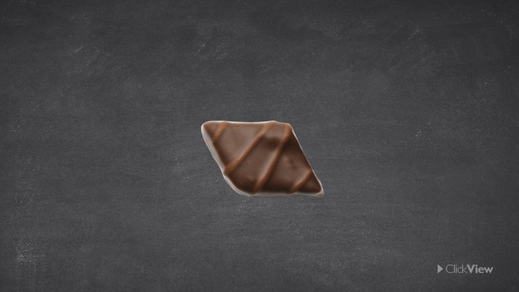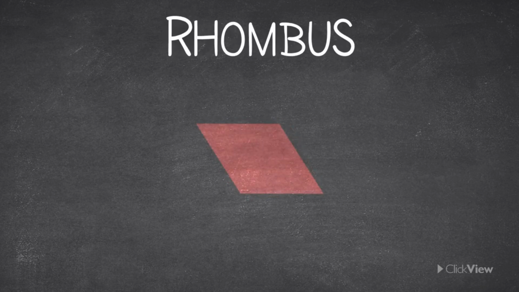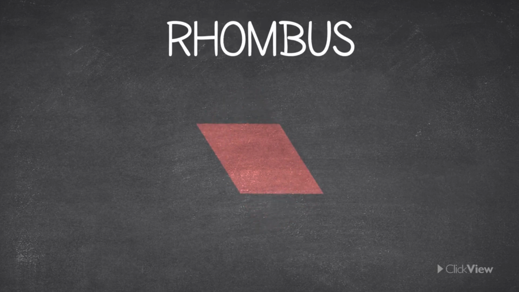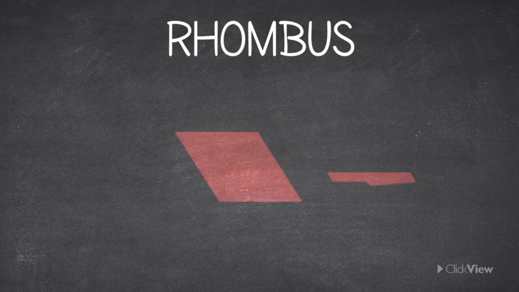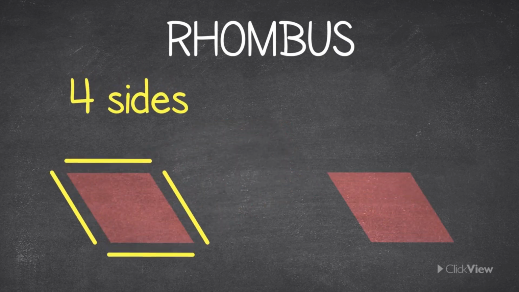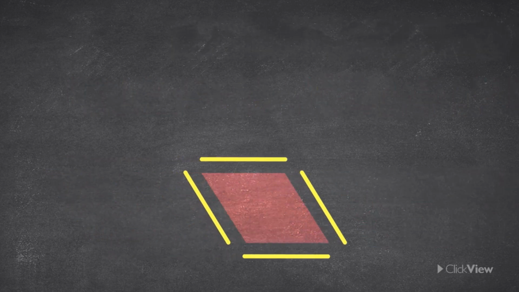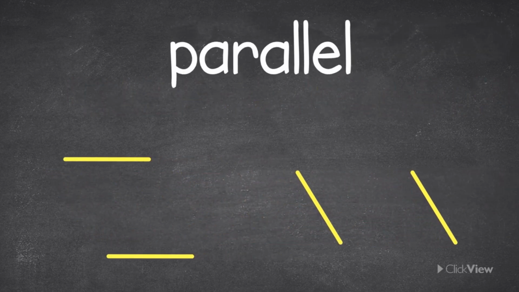This interesting shape is called a rhombus. It can also be called a diamond. A rhombus looks like a square that's leaning to the side, doesn't it? Here are its four sides and its four corners. Each side is the same length. The rhombus has its opposite sides parallel too.